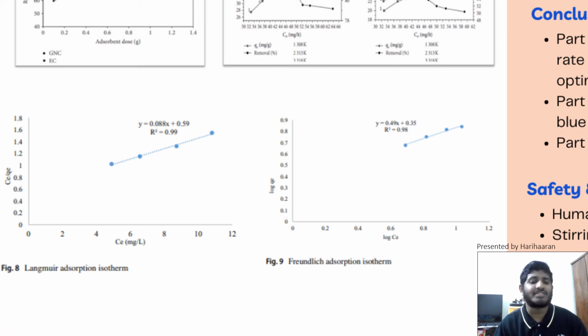Although both have R square values close to 1, the one in the Langmuir adsorption isotherm is higher, and therefore we can conclude that the Langmuir model best depicts the adsorption component in this experiment, and the adsorption interaction is a homogeneous and single layer one.